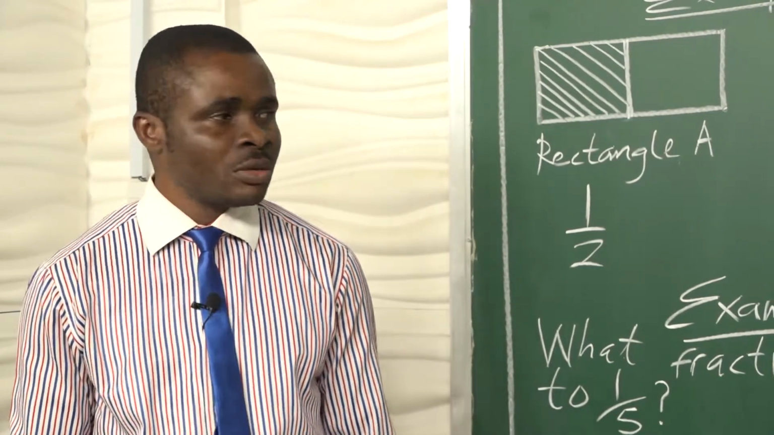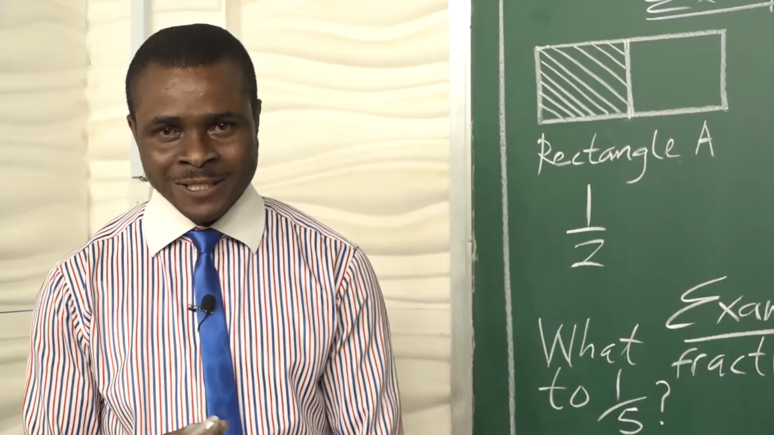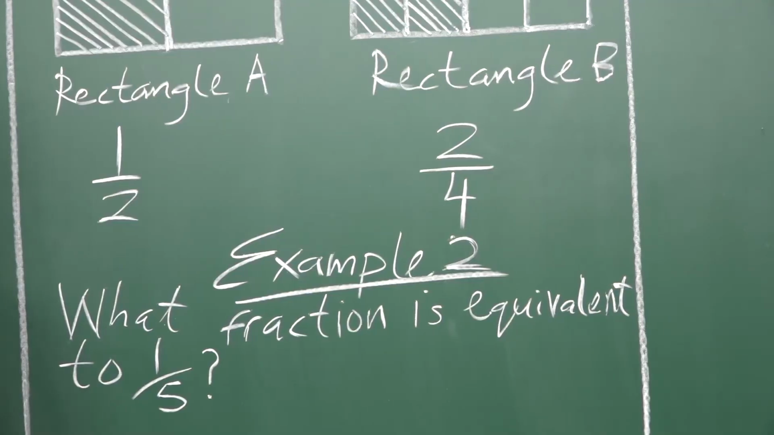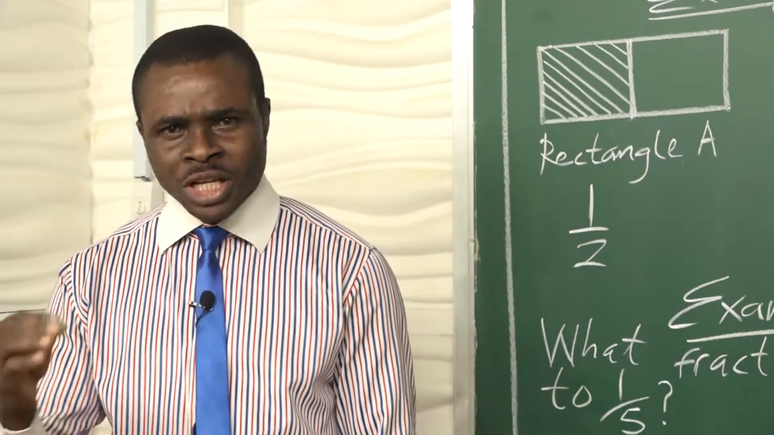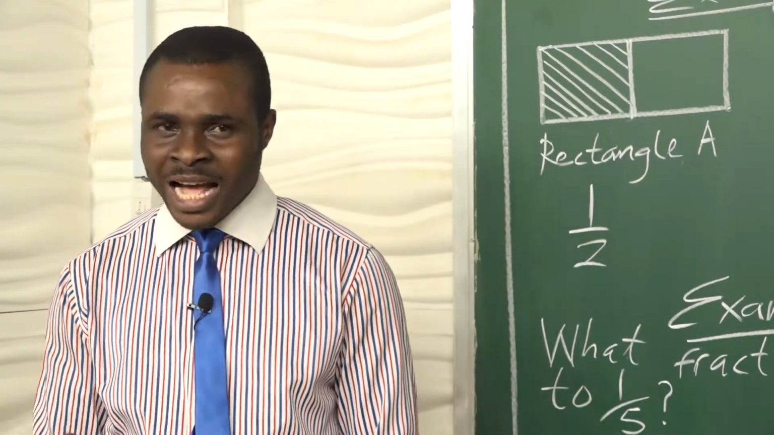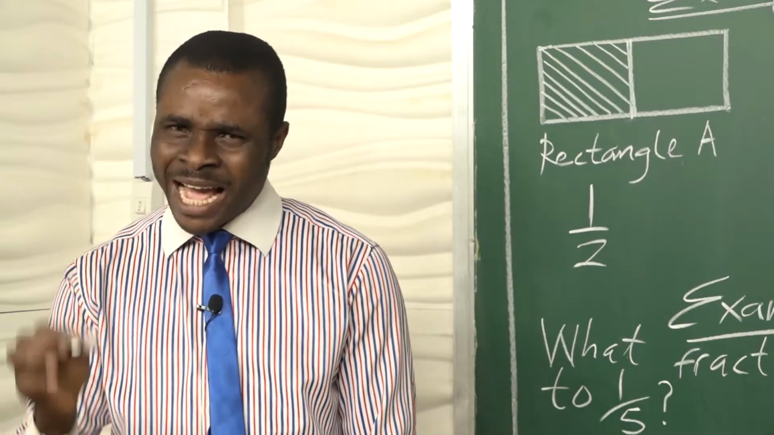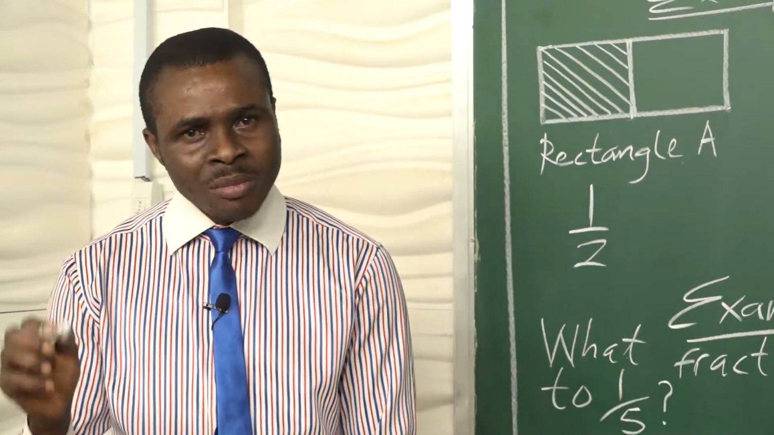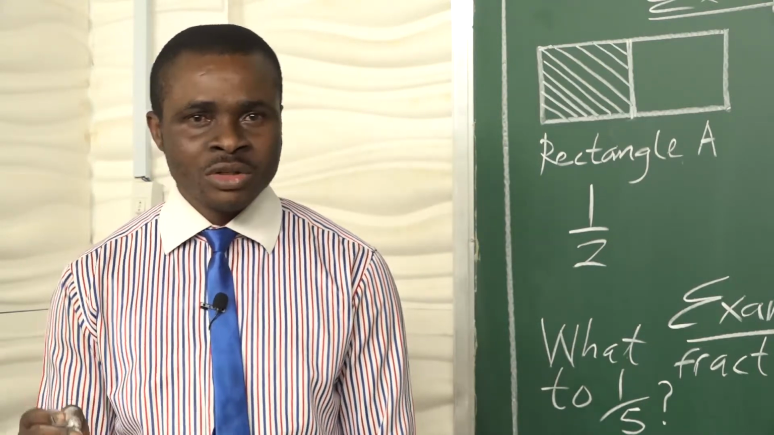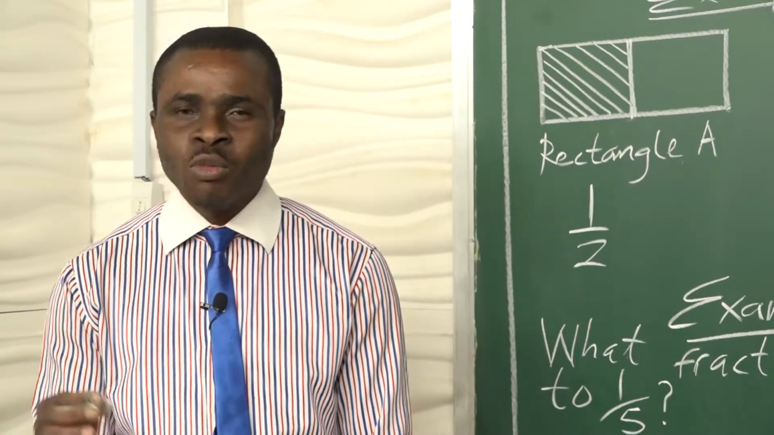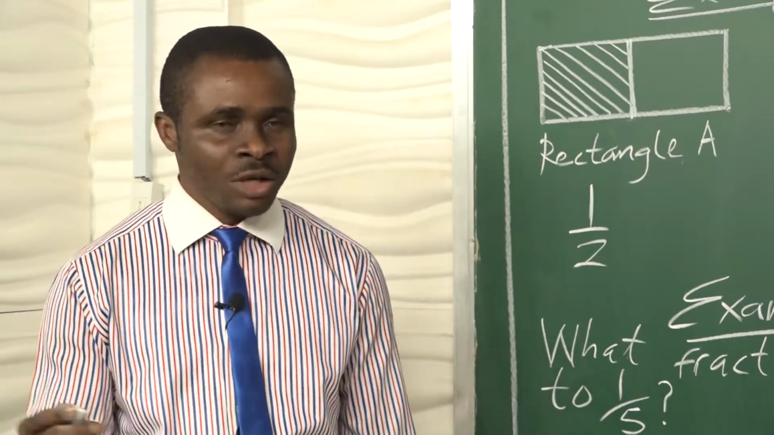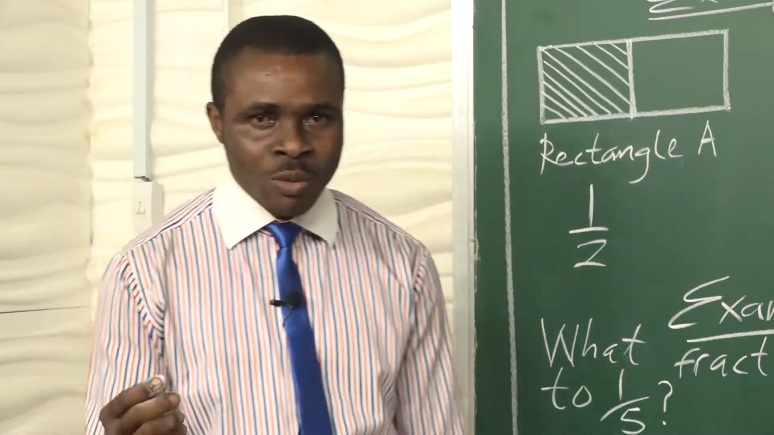You think of, how do you go about this? How can you get a fraction that is equivalent, equal to 1/5? Now, you are to multiply both the numerator, the top number, and the denominator, the bottom number, by the same number. Use the same number to multiply the numerator and the denominator. And that will give you a fraction that is equivalent to 1/5.